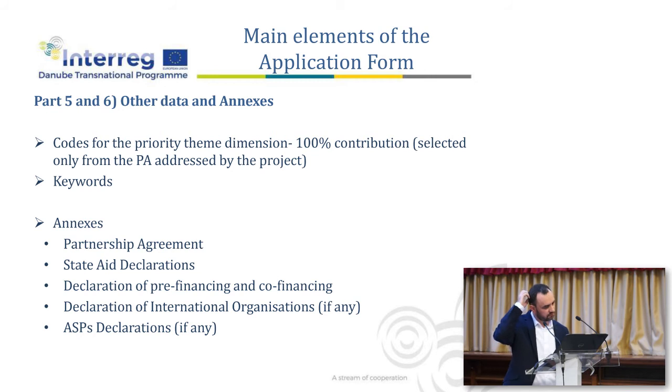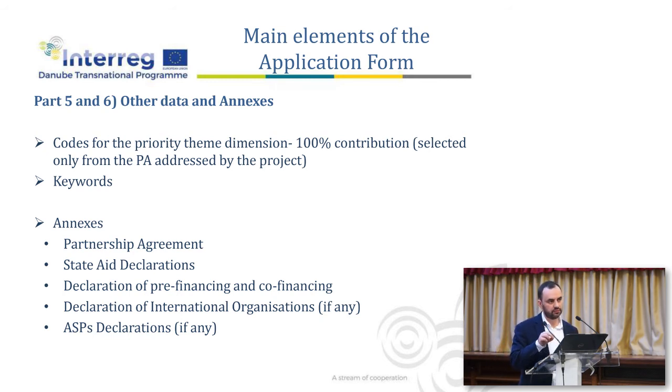These are some administrative issues. I'm not going to insist a lot on them. There are some codes for priority team dimension. At the end of each application form, you will have to select 100% contribution to them, and of course, you will have to focus on the priority team dimension codes which belong to your priority area.